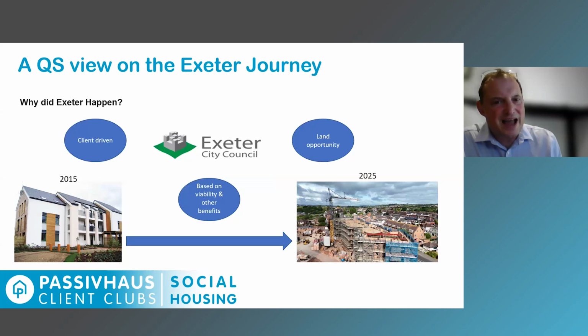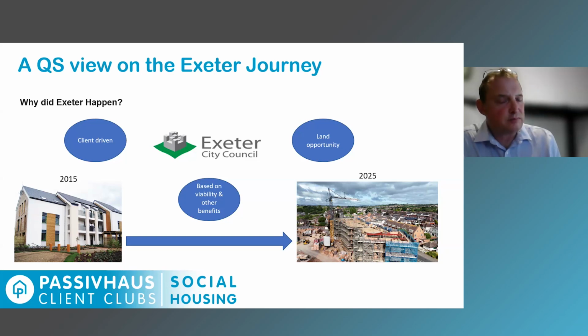And why did it happen in Exeter? I think that is the key question. Well, first and foremost, it was based around the city council, and it was client driven, and it was really the chief executive down. Everyone bought into it: we're going to do this. We're going to have Passive House. There was a development company provided, and it pushed on with building to Passive House standard as its default.